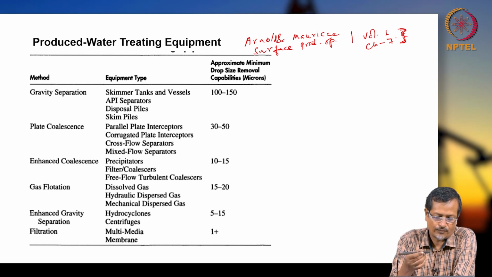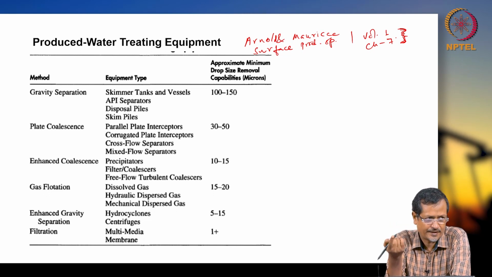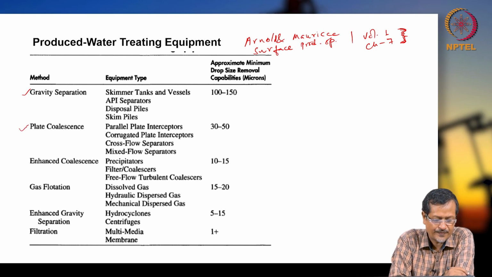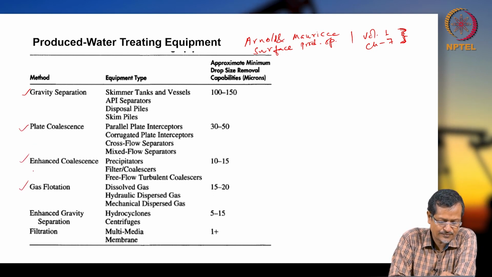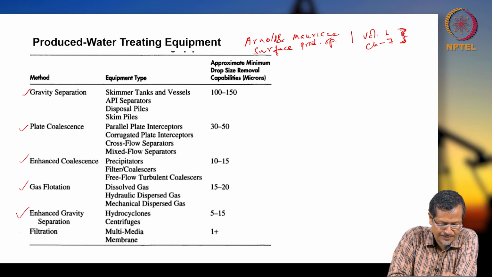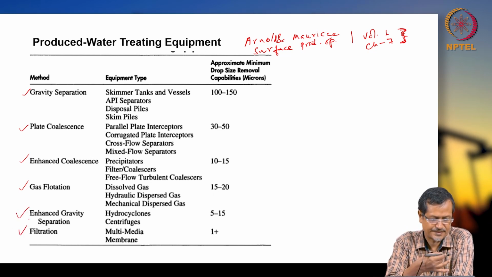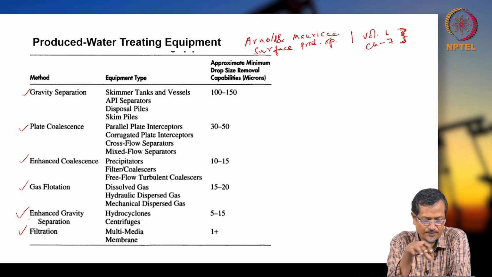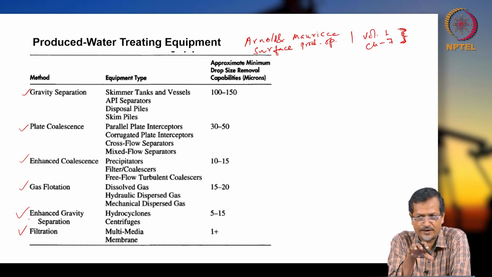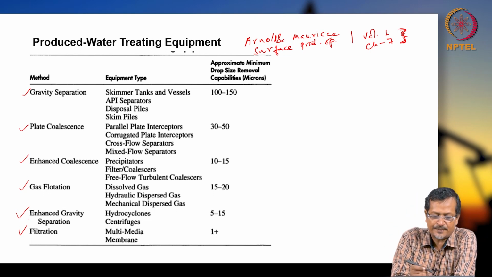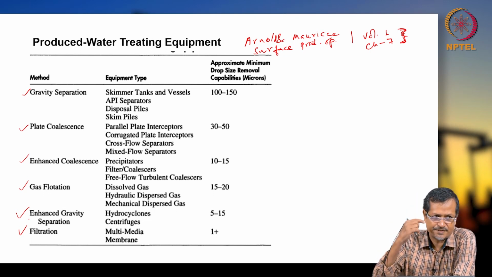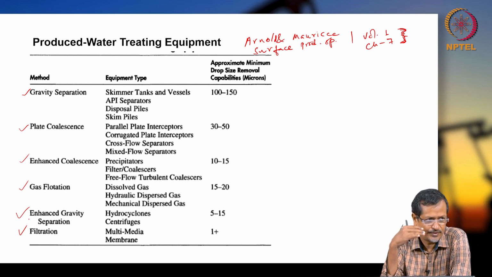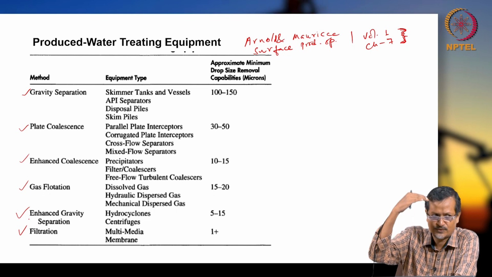There are several ways you can remove oil particles from water. One is the gravity separation method, then the plate coalescer, enhanced coalescer, gas flotation, enhanced gas separation, and filtration. So there are several techniques. One separator system can use a mix of these, maybe one or multiple. Gravity separation works because of the gravity difference between oil and water: the oil particle will be floating, slowly going up.